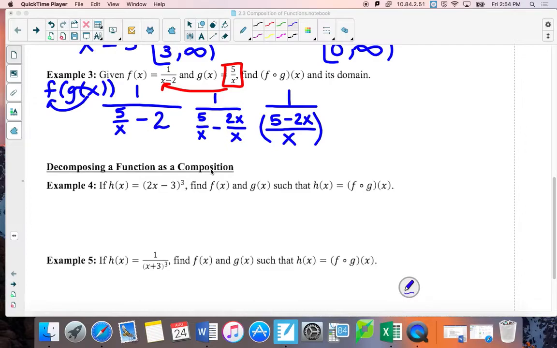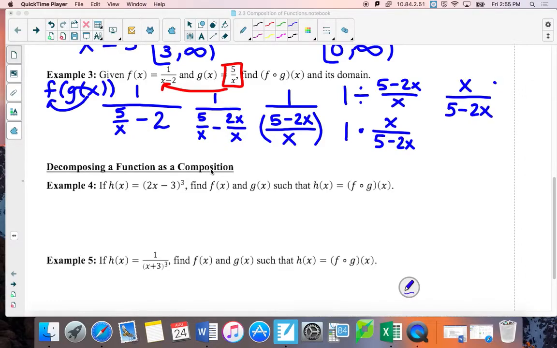Now I like to write this out long, so that way I can see what's going to happen when this simplifies. So I like to write it as 1 divided by 5 minus 2x over x. We can't divide fractions, so we're going to keep the first guy, change to multiplication, flip the second guy. 1 times anything is itself, so we're just left with x divided by 5 minus 2x. So that is f of g of x.